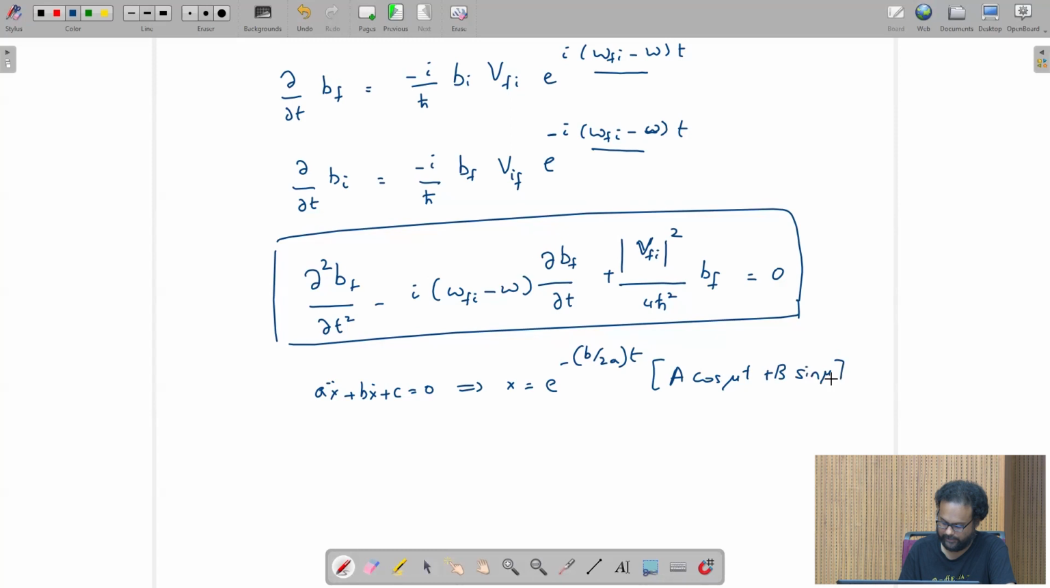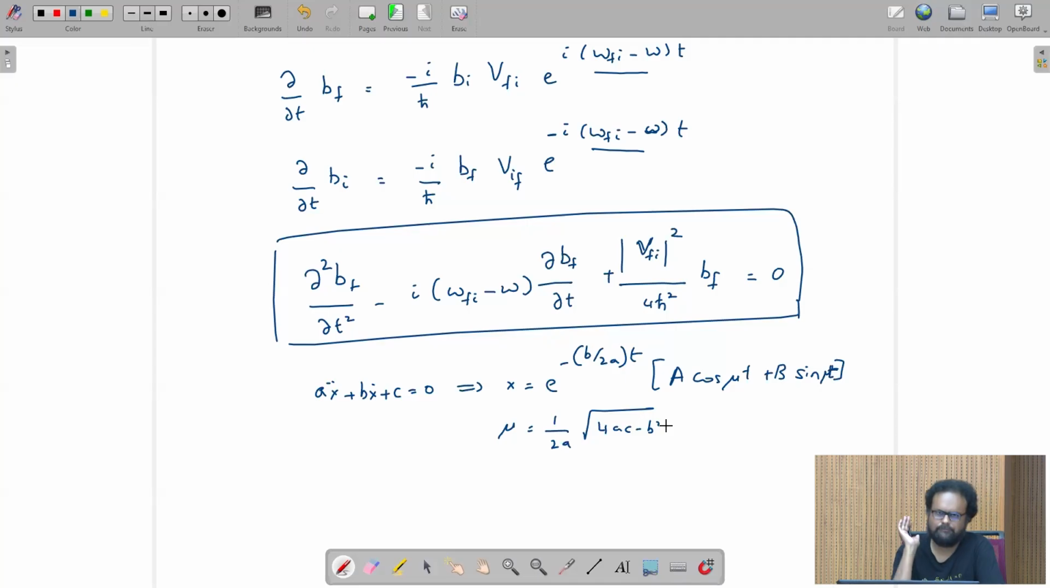plus sine mu t, where mu is 1 over a squared. In principle, we should be able to figure this out.